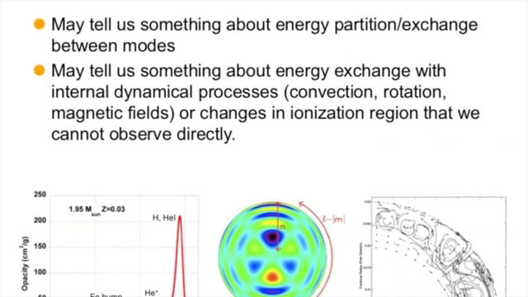But these amplitude variations could be very important for the physics. They may tell us something about energy partition or exchange between modes. They might tell us something about internal dynamics like convection, rotation, magnetic fields that may be exchanging energy with the pulsations, or even changes in the ionization regions deep inside the star. So they're very interesting to study.